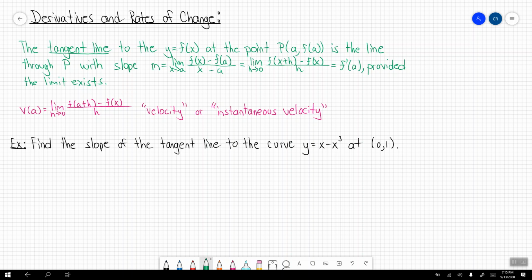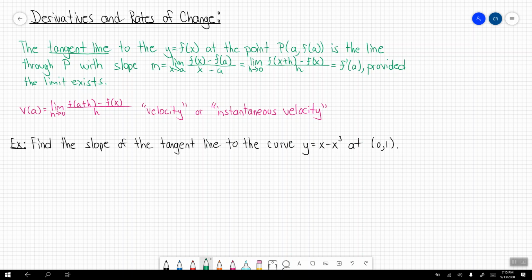Now, the tangent line to the graph y equals f of x at the point P that has coordinates a comma f of a is the line through P that is going to have a slope m, which is defined by the limit as x is approaching a of f of x minus f of a, divided by x minus a.